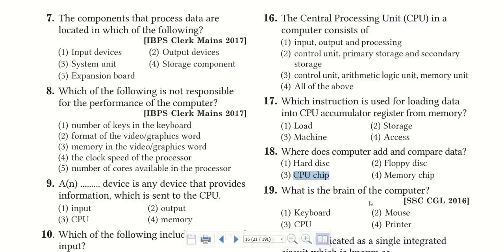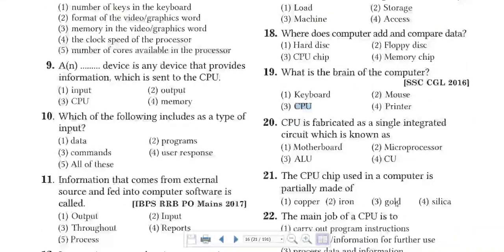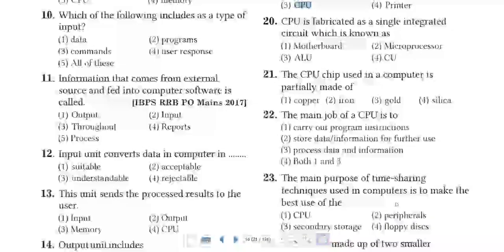What is the brain of the computer? The brain of the computer is the CPU. This is the simple question. What is the brain of the computer? CPU is called the brain of the computer.